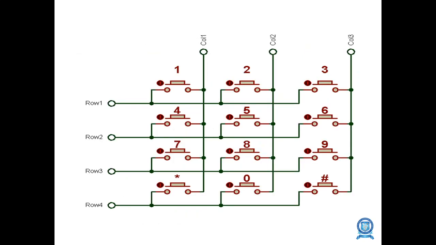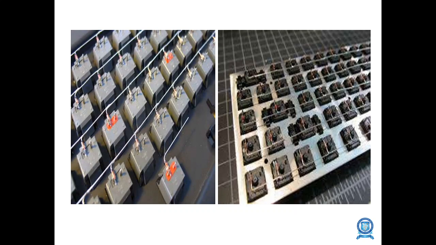Row 1, row 2, row 3, row 4 determine switch 1, 2, 3, 4, 5, 6, 7, 8, 9 and 0, star, hash in column 1, column 2 and column 3. So this is the cut section of keyboard having buttons.